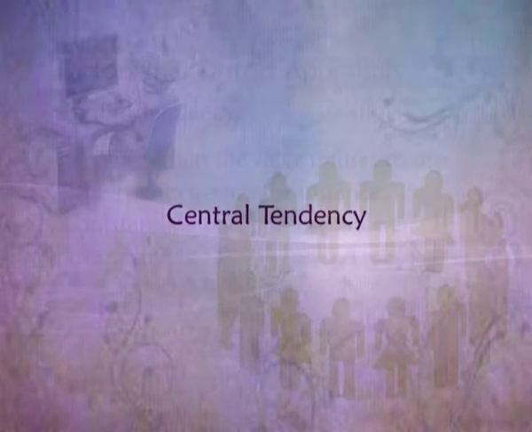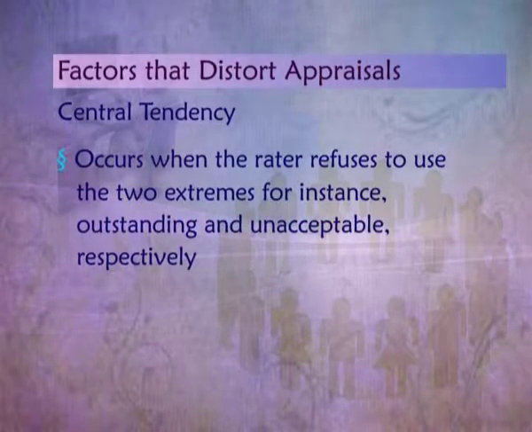Next is central tendency. Central tendency occurs when the rater refuses to use two extremes, for instance, outstanding and unacceptable respectively. Raters prone to the central tendency error continually rate all employees as average. For example, if a supervisor rates all employees as 3 on a scale of 1 to 5, no differentiation among the employees exists. Failure to rate the deserving employees as 5 or undeserving as 1, as the case warrants it, will only create problems, especially if this information is used for pay increases.